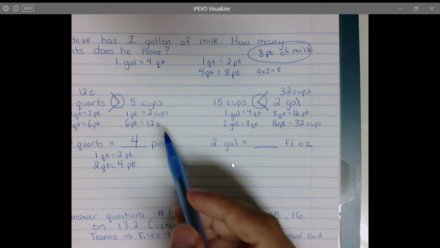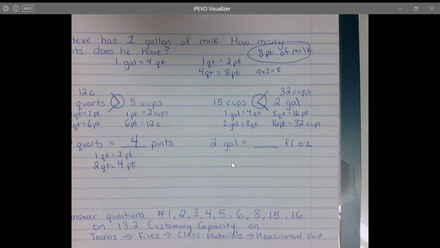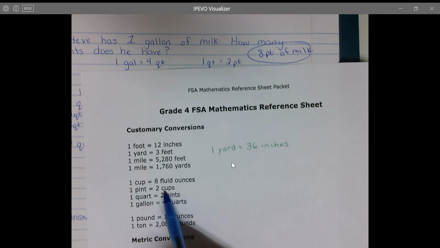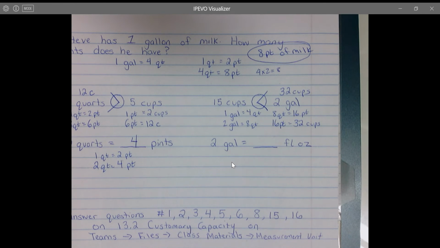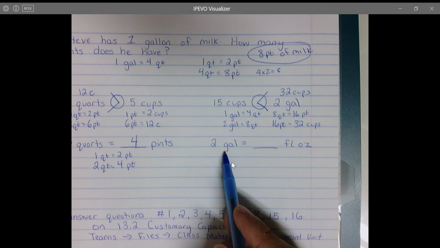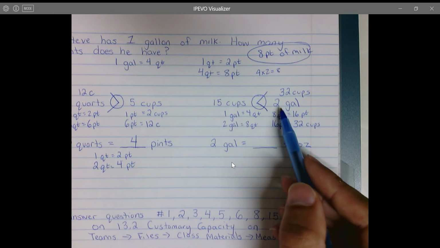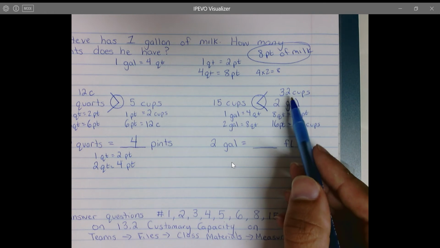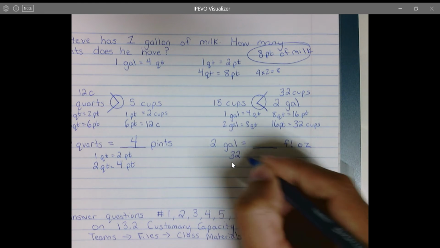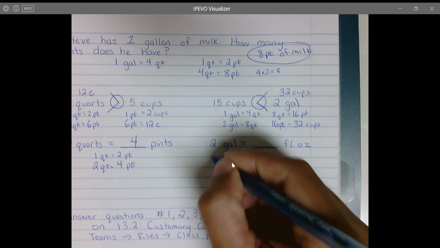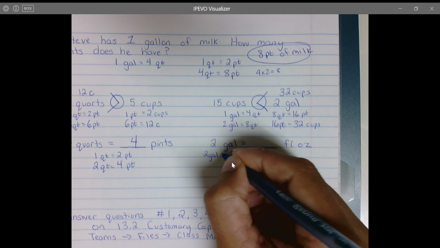And then for this one here, I have 2 gallons equals how many fluid ounces? We don't see fluid ounces until we get to cups. 1 cup is 8 fluid ounces. So I want to figure out how much 2 gallons is. Well, in the previous problem, we found out that 2 gallons was 32 cups, just working our way down. So we know that 2 gallons equals 32 cups.